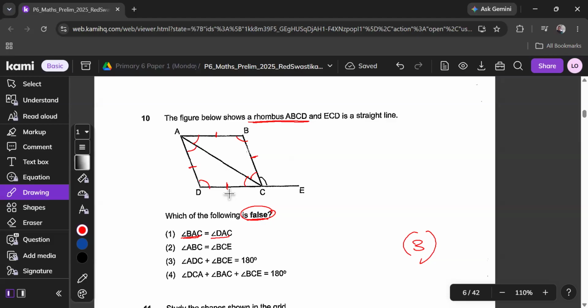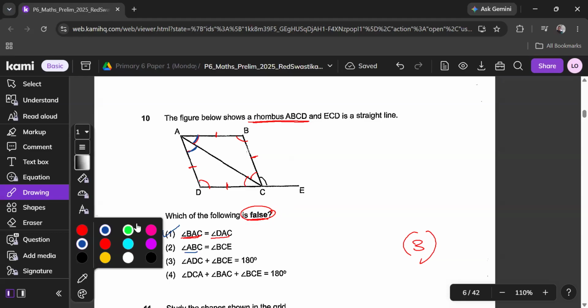So BAC, where's your BAC? Here, is equal to DAC. Isn't that the same? Right? So these two blue color angles are equal, because the two triangles are identical.